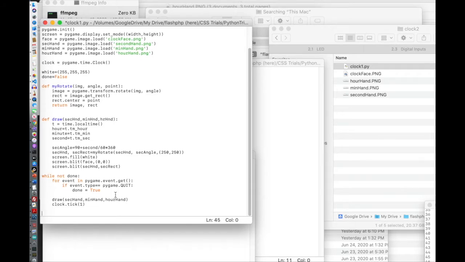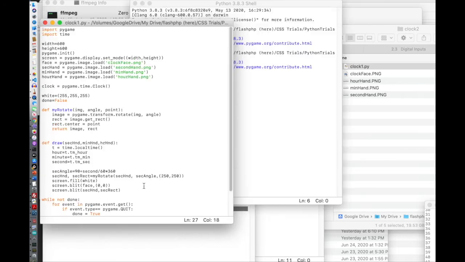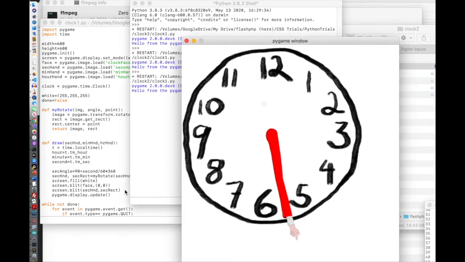Then, if we get past all of that, we're out of this while loop, which means someone tried to quit the program. Pygame.quit. Update the screen. Pygame.display.update. All right, and there it is. One thing is the hand is going backwards. We also need to make our clock face a little bit bigger.